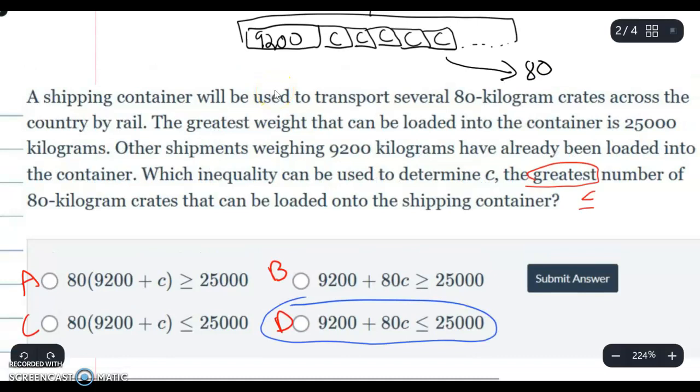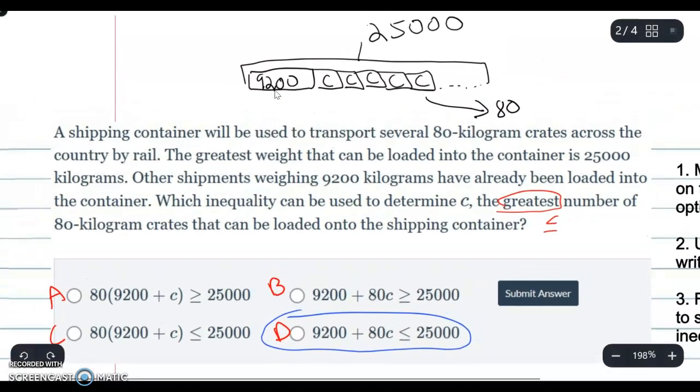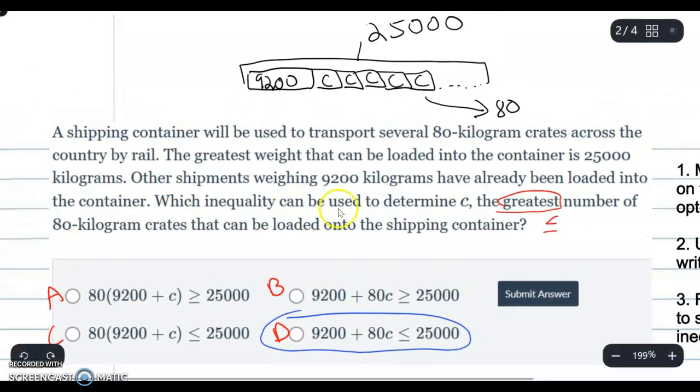Alright, so let's take a look at this one. So the first thing you want to do is make sure that all our variables are to the left. So all our variables to the left, we got C, C, C, and C. All the variables are to the left. Okay? Alright, so that's no problem.